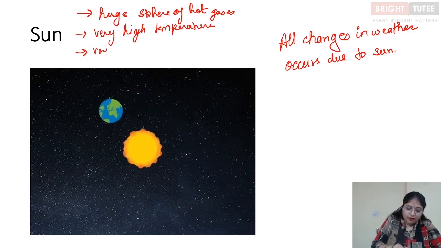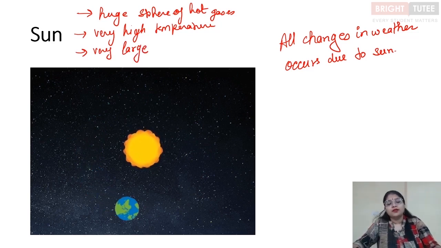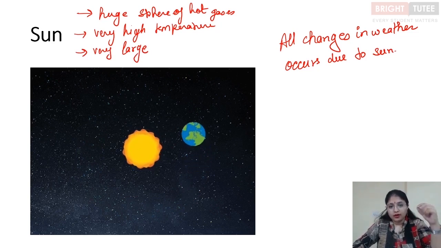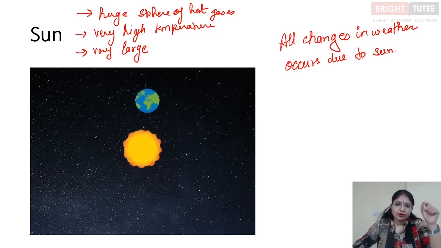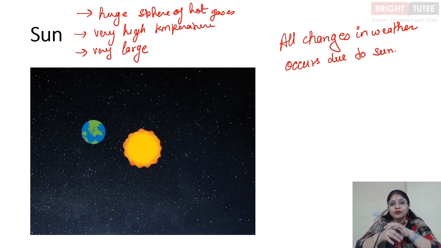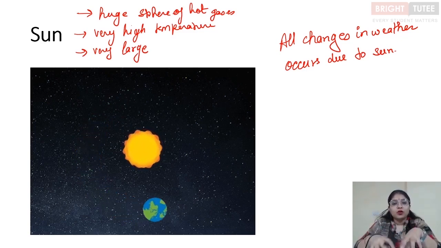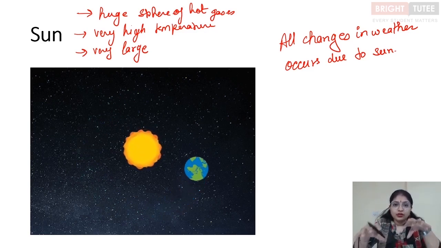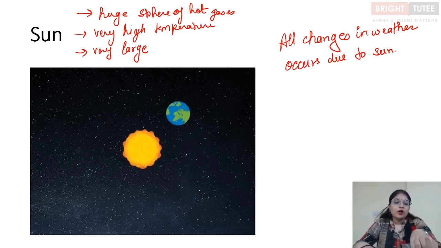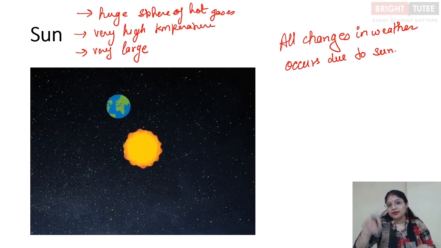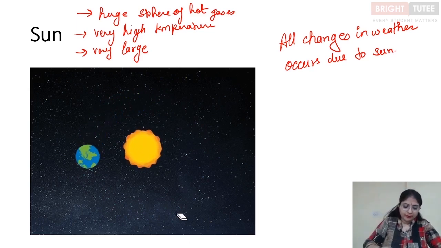Then apart from that, sun is very large, right? So it's a huge body, it's a huge celestial body. A small earth is just like a dot in front of the sun, right? So we can fit so many earths in the sun, because the sun is very, very large, right? So now this is all about the sun. Let's see how it influences the weather of a particular place.